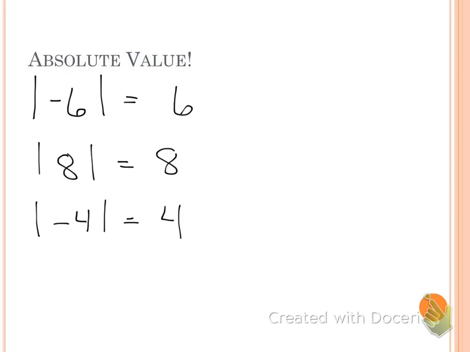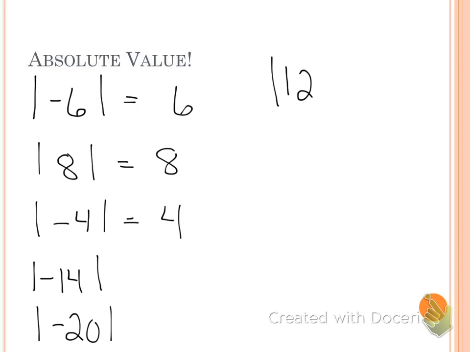All right, so I want you to find the absolute value of negative 14, the absolute value of negative 20, and the absolute value of 12. And again, the bars around the number tell you that I'm looking for absolute value. All right, what's the absolute value of negative 14? 14. What's the absolute value of negative 20? 20. What's the absolute value of 12? Just 12. Just positive 12. It's not negative. That's the opposite. Absolute value is the number without a sign.